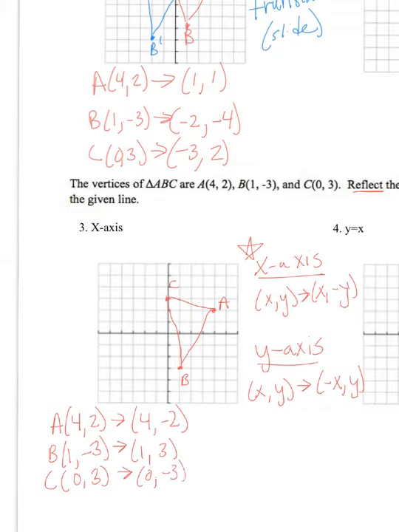So let me graph those coordinates. So 4, negative 2 is here. That's A prime. 1, 3 is here. That's B prime. And 0, negative 3 is here. That's C prime.